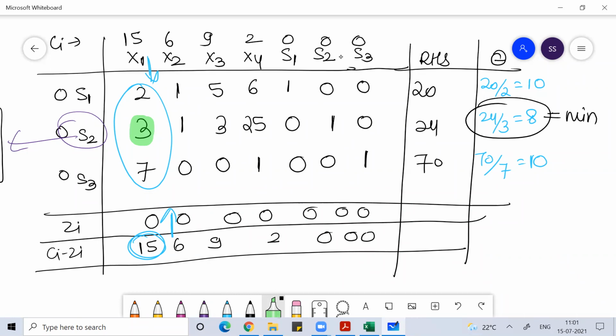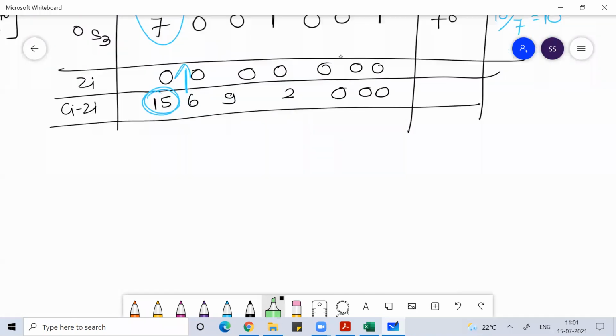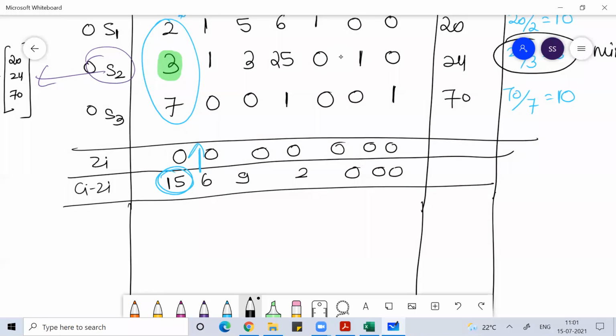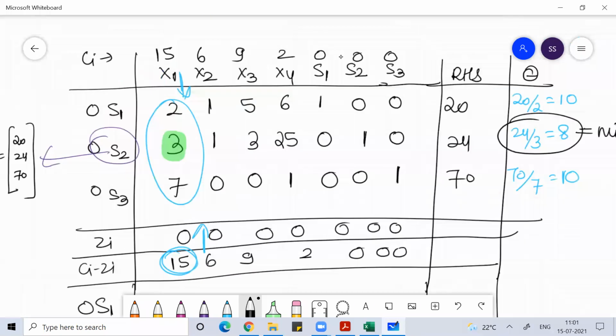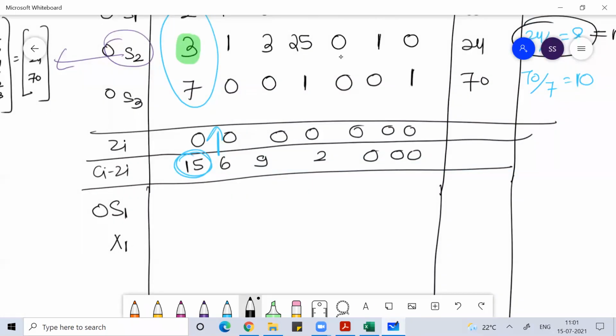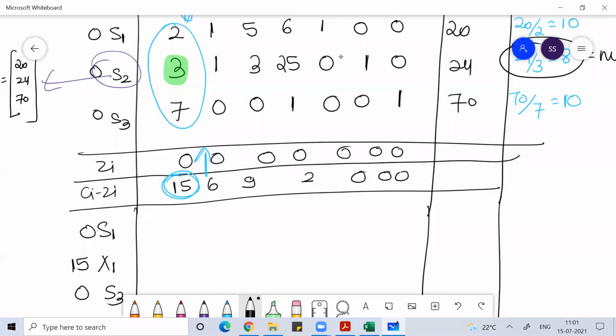So if 3 is the pivot element, you can write here S1, S1 0 in place of S2. Now X1 will come having the coefficient 15 and S3 equal to 0. So how will you find the value of X1?